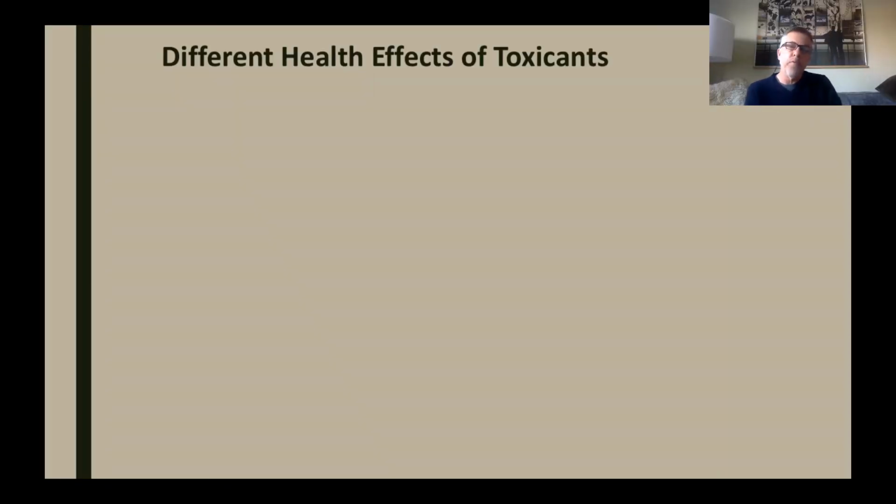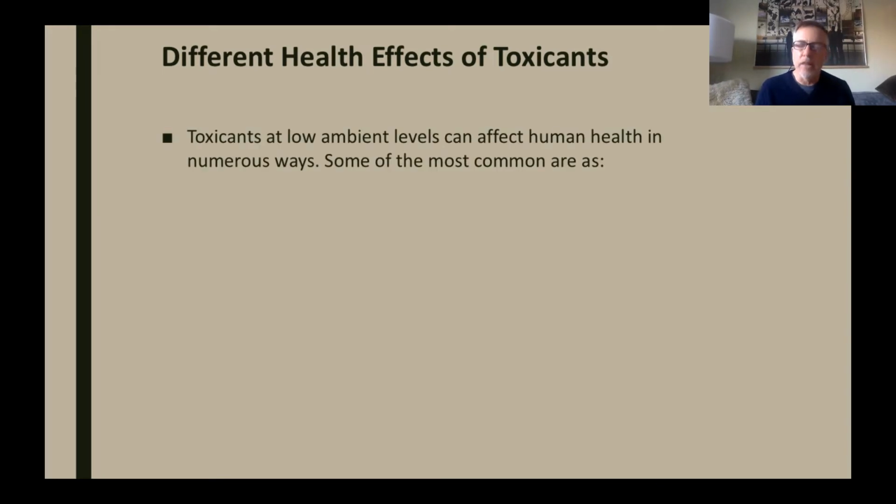Okay, in this, the fourth part of our environmental health unit, I'd like to talk about three ways that low-level exposure to toxicants can result in disease. And I'd like to explore these in a little more detail and give you some examples of how we have seen these effects occur. Toxicants at low ambient levels most commonly affect human health in these three ways.